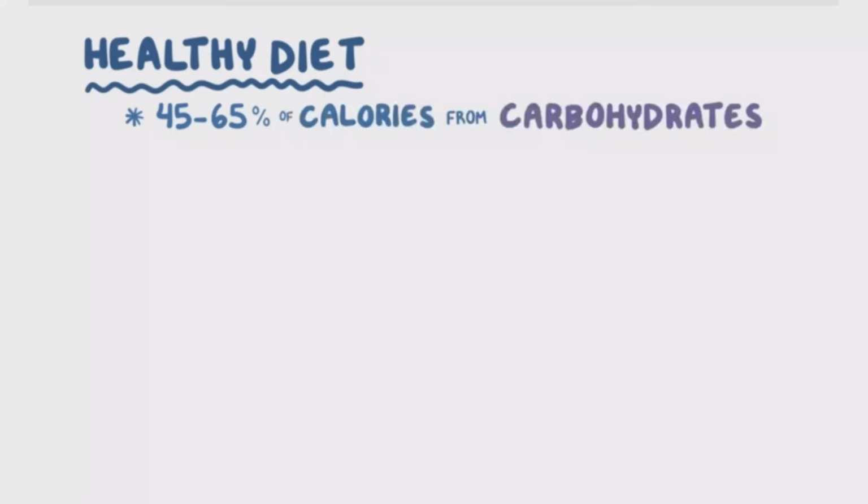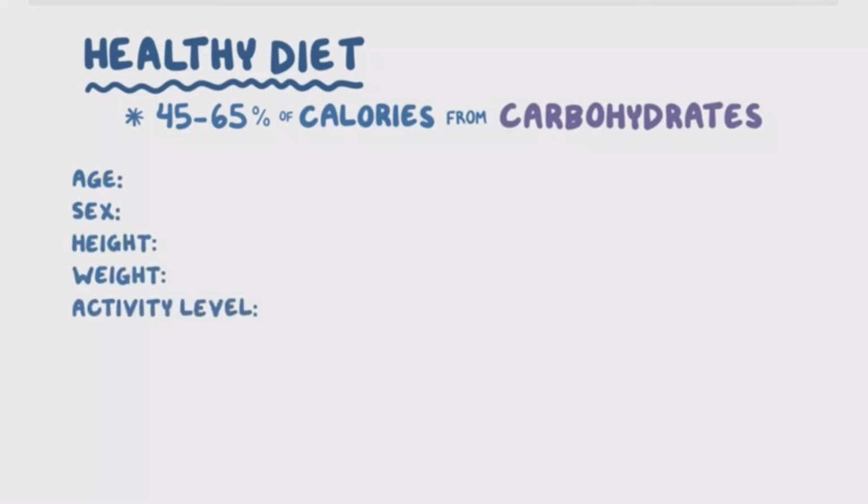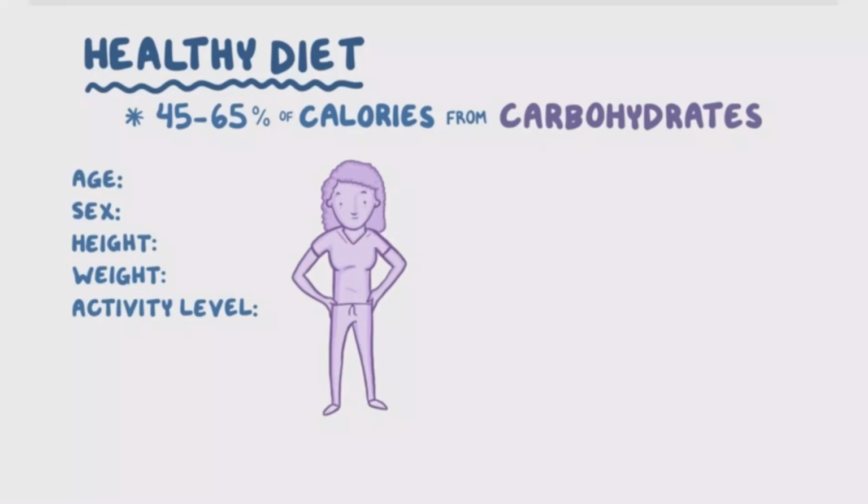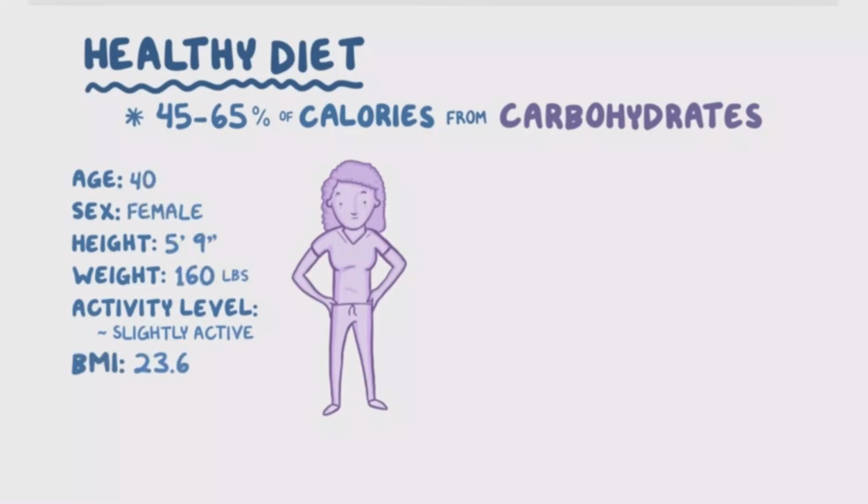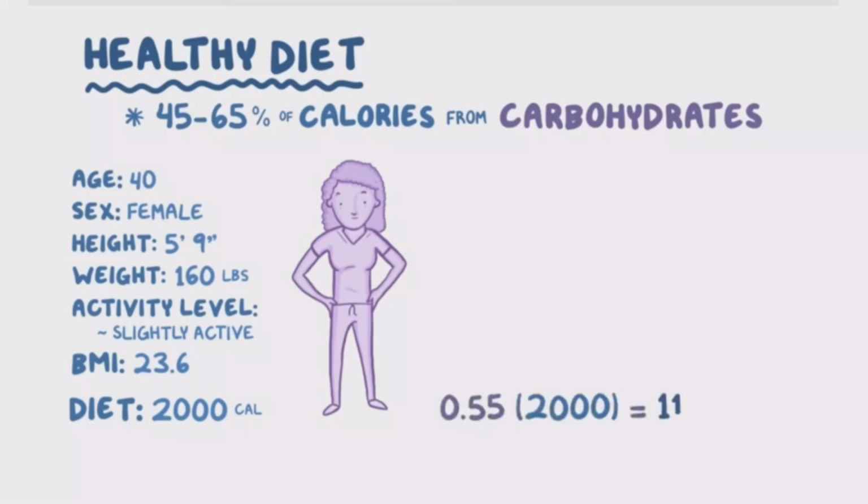The number of calories you need to maintain your weight depends on things like your age, sex, height, weight, and activity level. For example, let's take this slightly active 40-year-old woman who's 5 foot 9 inches and 160 pounds, with a BMI of 23.6 and requires a 2,000 calorie diet. And let's say she wants to aim for 55% of her calories from carbohydrates. So that's 55% of 2,000 or 1,100 calories.